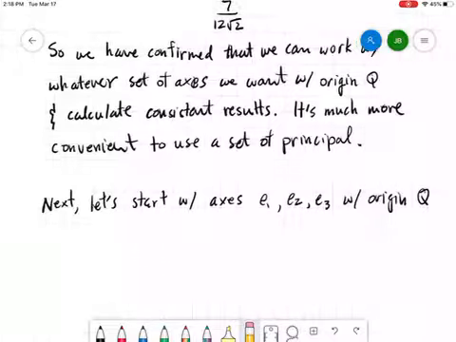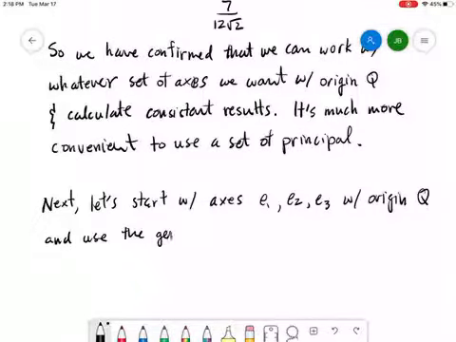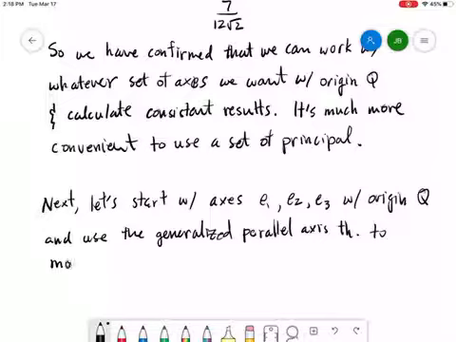with origin Q, and use the generalized parallel axis theorem to move to a point at the center of mass.